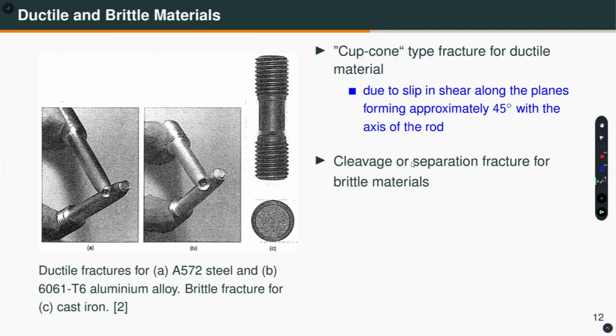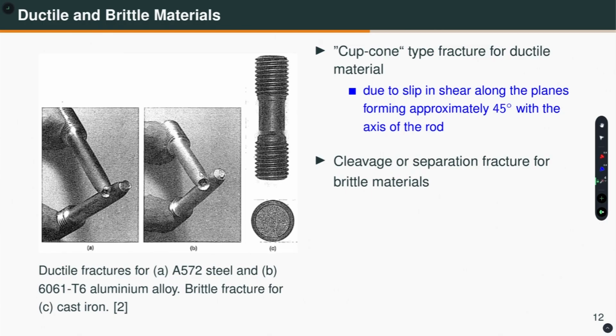Okay. So, if we look at the failure surface, here this is a ductile material, A572 steel, this nomenclature is based on ASTM, and this is 6061 T6 aluminum alloy. What you can see is a cup cone kind of failure surface, and you can see necking, right. Okay. So, that is the characteristic of ductile failure in a tension test, and it happens due to slip in shear along planes which are at 45 degrees with the axis of the rod. So, if you look, this is the axis of the rod. So, along the 45 degree angle you are basically getting slip, right.